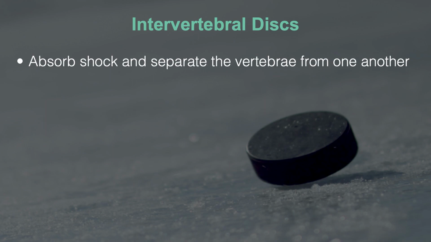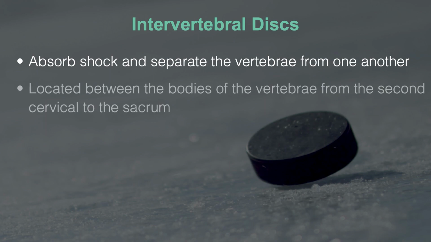The discs that separate the vertebrae are intervertebral discs. They separate each vertebra from one another. They absorb shock. They resist gravity. They start at the second cervical vertebrae, right at the top of the vertebral column, and go all the way down until you reach the last lumbar vertebra above the sacrum.